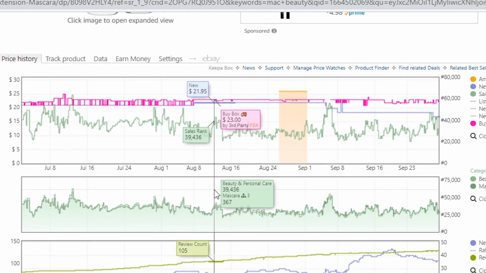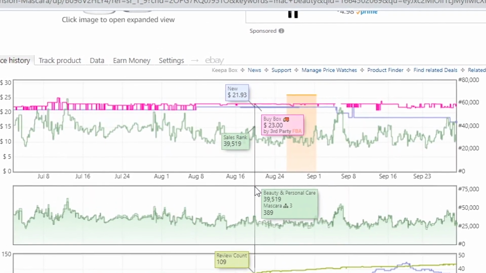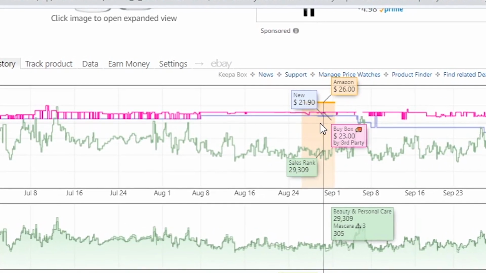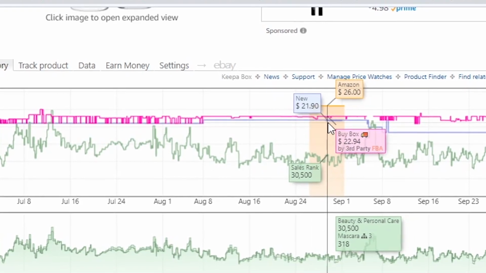One more to look at here, we see consistent good volume. We see a stable buy box price. We see offer counts going down. We see review counts going up. Amazon's not on the listing, and if they are, they're sharing the buy box.